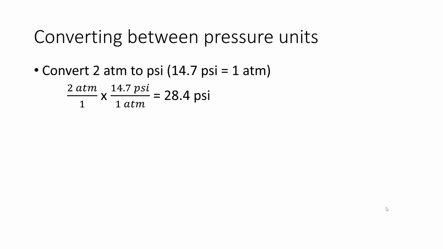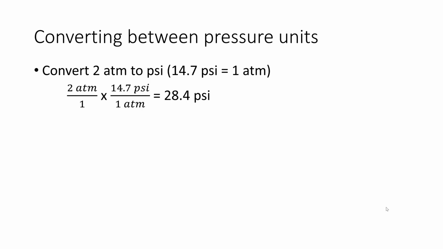The trick to figuring out which value goes on the top, or the numerator, and which value goes on the bottom, or the denominator, is looking at the units. So we started in ATM, or atmospheres, and over there where it says 2 ATM, that's on the top of a fraction.